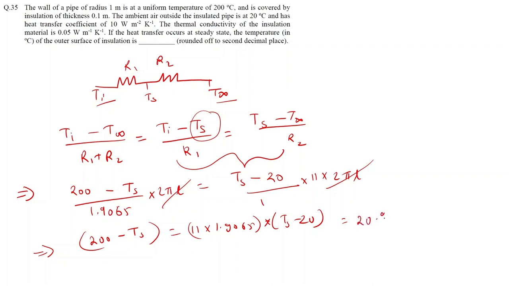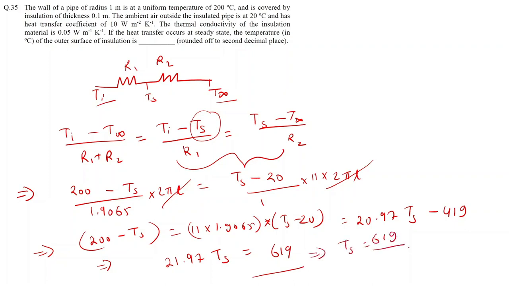11 into 1.9065 will be somewhere around 20.97. So this will become 20.97 into Ts minus 419. This will become 20.97 plus Ts, 21.97 Ts is equal to 619. From this we can get Ts as 619 upon 21.97, and this will become 28.174 degrees Celsius.